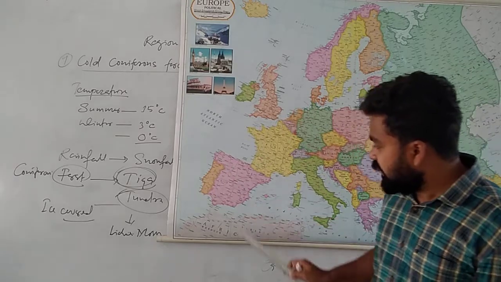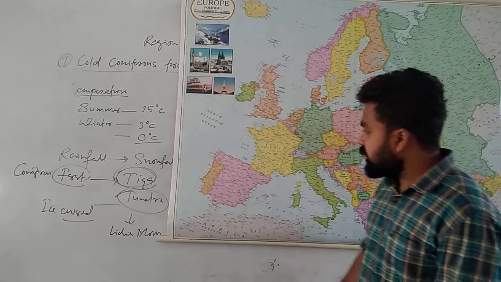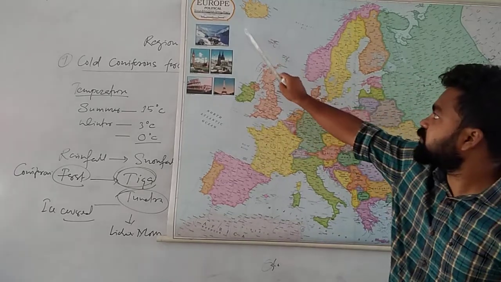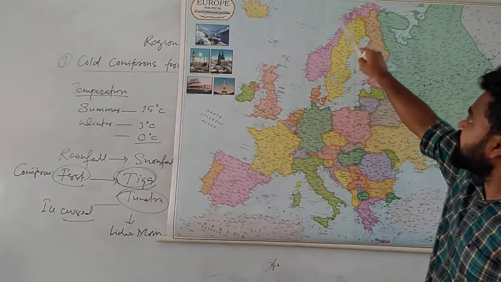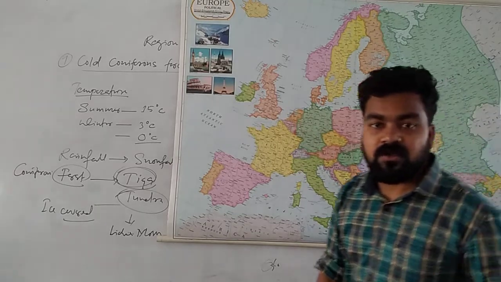Poland, Portugal. Generally, these countries are influenced by the Mediterranean climate, but from the 60-degree latitude, from 60 to 75-degree latitude, these countries are influenced by the cold coniferous forest region.